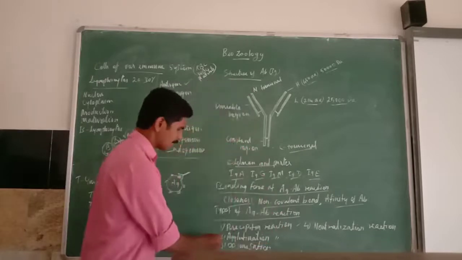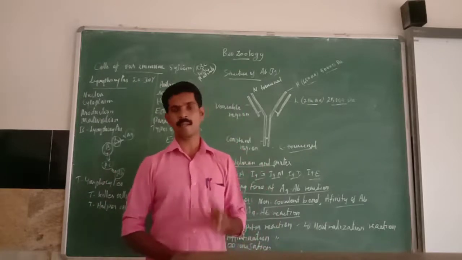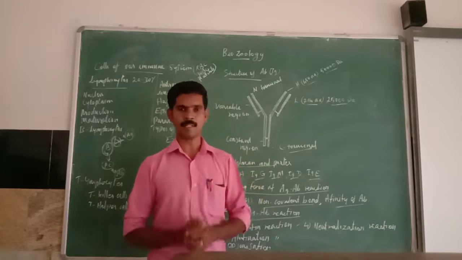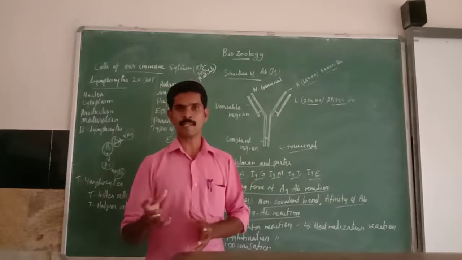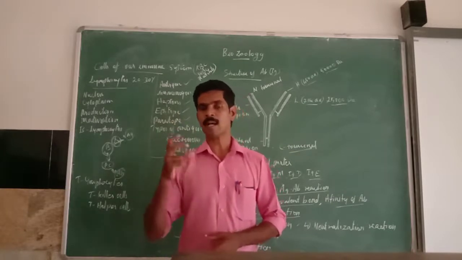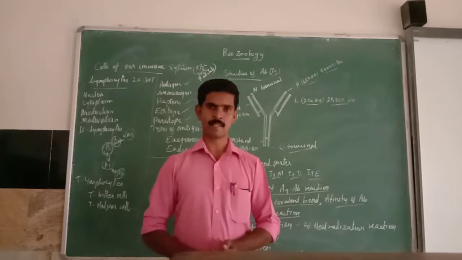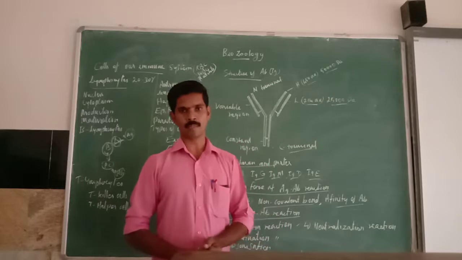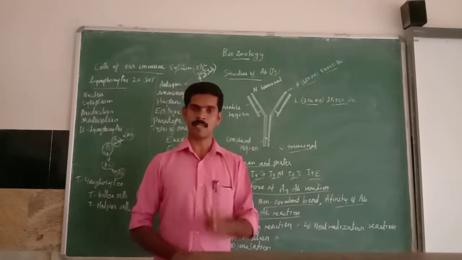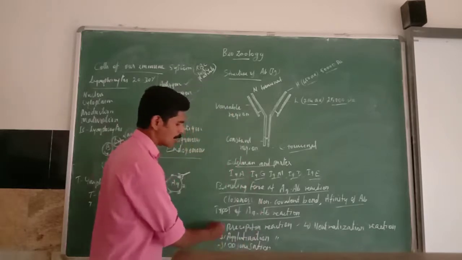The second reaction is called agglutination reaction. Agglutination reaction means when a particulate antigen reacts with the antibody, immediately agglutination is formed. The antibody which brings about this agglutination reaction is called agglutinin. Understand?